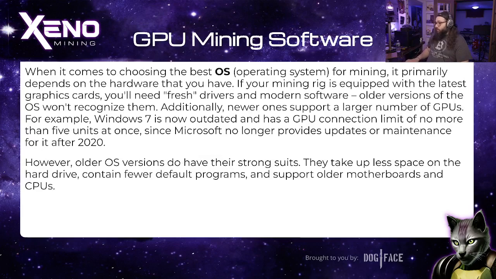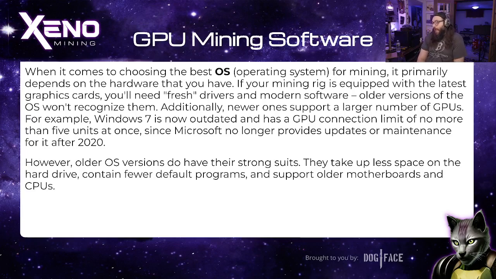All right, let's continue. When it comes to choosing the best OS, or operating system, it primarily depends on the hardware that you have. If your mining rig is equipped with the latest graphics cards, you'll need fresh drivers and modern software, so older versions of the OS won't recognize them. Additionally, newer ones support a larger number of GPUs. For example, Windows 7 is now totally outdated and has a GPU connection limit of no more than 5 units at once, since Microsoft no longer provides updates or maintenance after 2020.